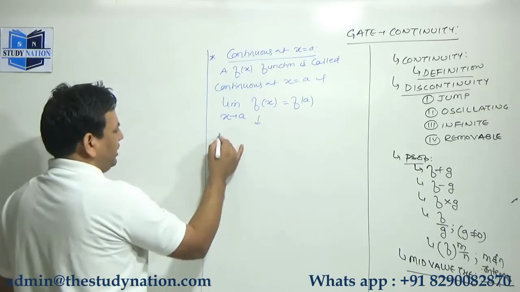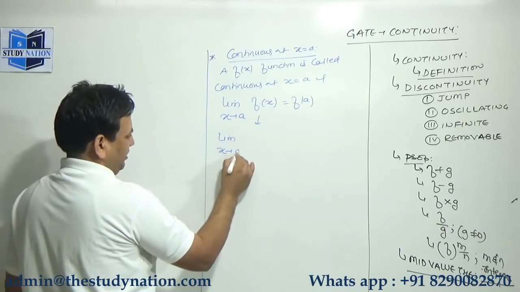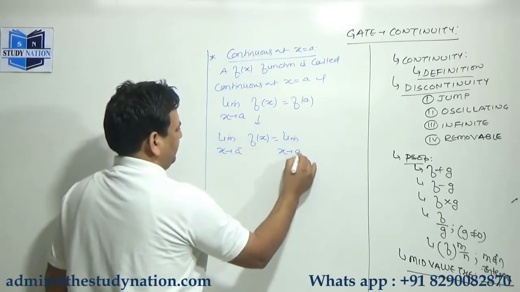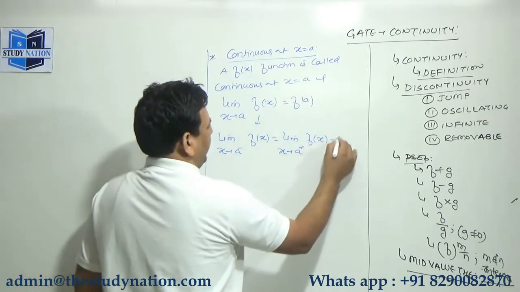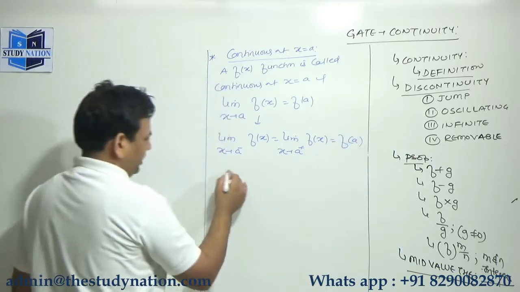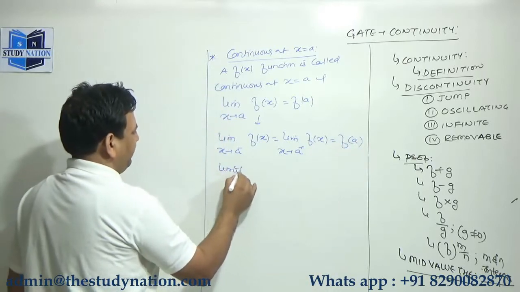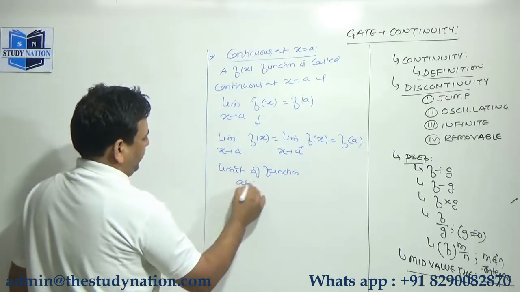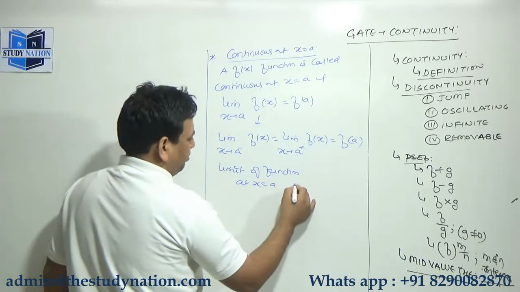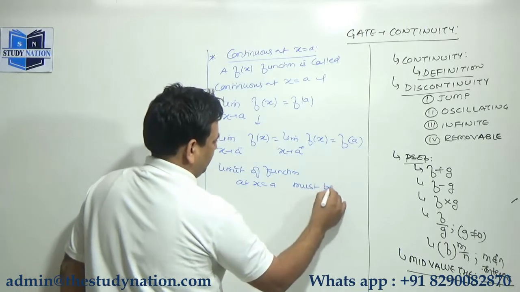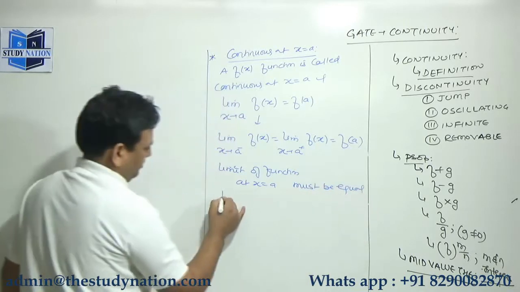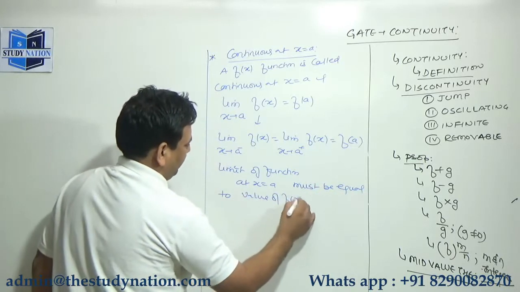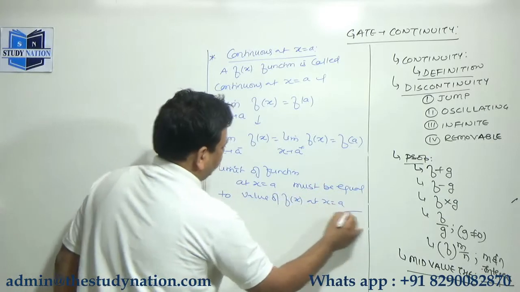So this contains both the limit, which is the left hand limit as well as the right hand limit, and which is equal to the value of the function. So the limit of a function at x equal to a must be equal to the value of the function at x equal to a.